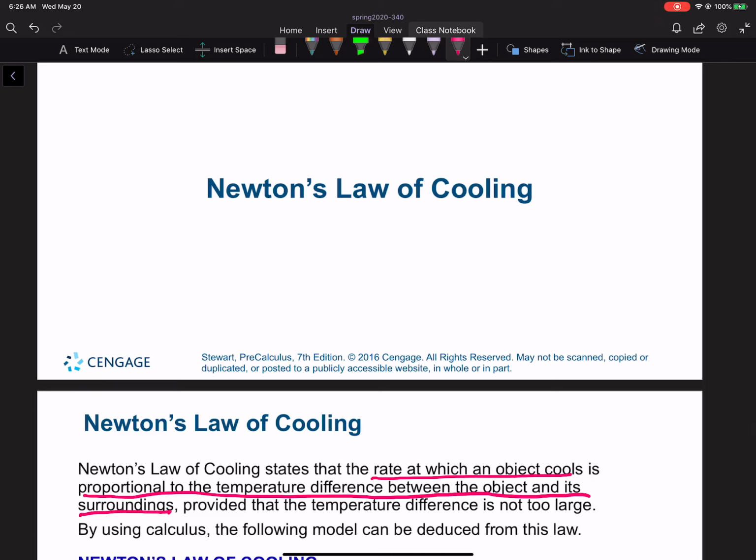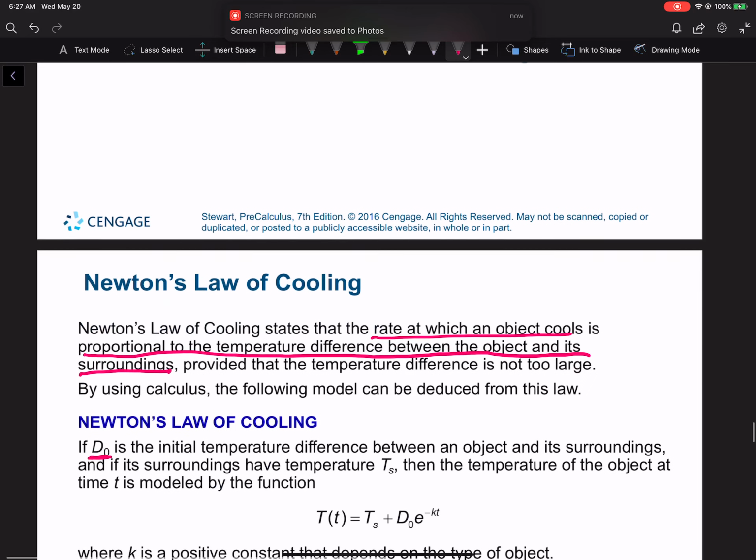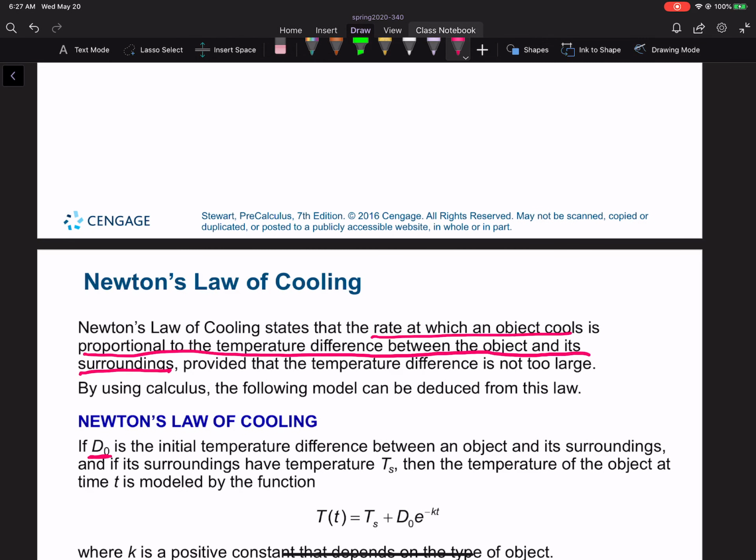Alright, in this video we're going to look at another application called Newton's law of cooling. This law states that the rate at which an object cools is proportional to the temperature difference between that object and its surroundings, provided the temperature difference is not too large. This definition is what we call a differential equation.